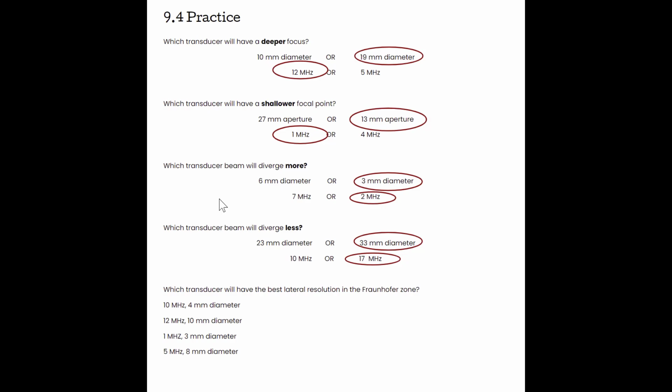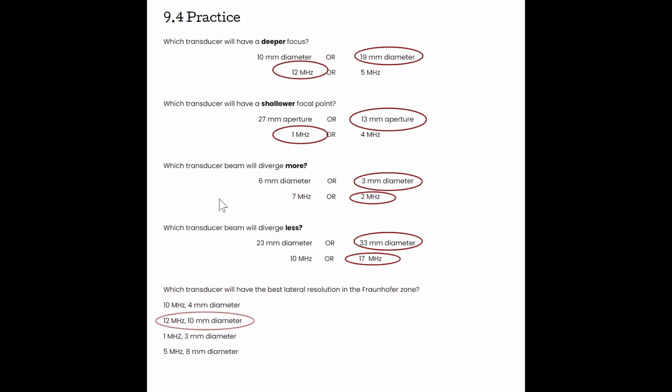So we learned that the Fraunhofer zone is the far field, and then we also learned that lateral resolution is best when the beam is narrow. So we are looking for a combination of frequency and diameter that is going to give us the best chance of having the least amount of divergence in that far field. And because we are inversely related, we're looking for our biggest frequency and our biggest diameter to create the transducer that'll have the best lateral resolution in the Fraunhofer or far field.